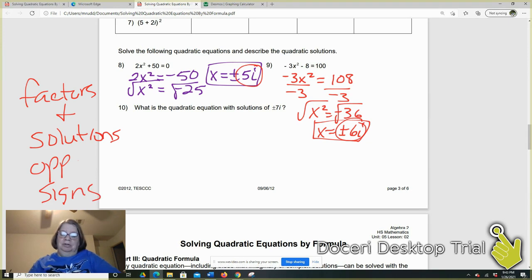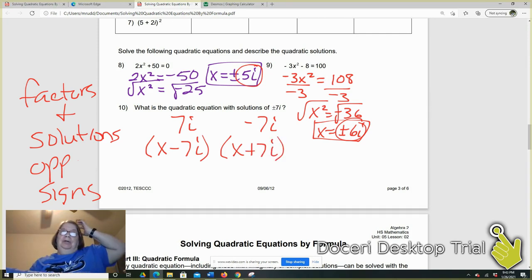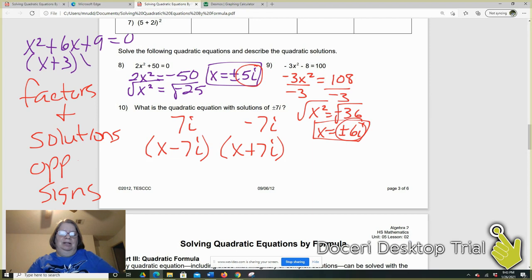So if my factors are 7i and negative 7i, or those are my solutions, and my factor would be x minus 7i and x plus 7i. We're working backwards. Before, we went from the equation to the factors to the solutions. Do you remember we had one that we did that was like x squared plus 6x plus 9 equals 0, and we factored it as x plus 3, and then the solutions were x equals negative 3 and negative 3. We're going to go backwards.